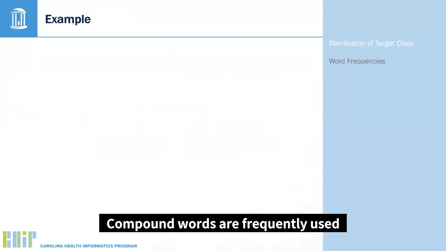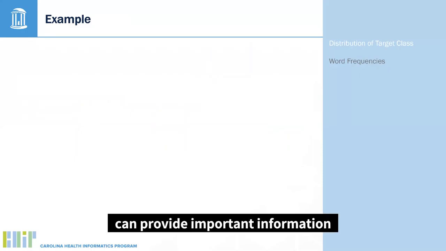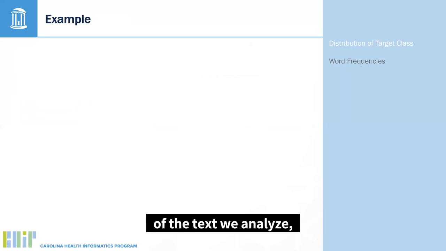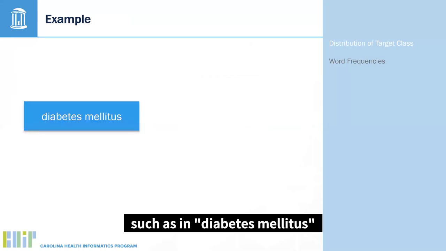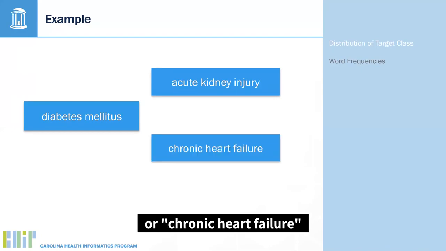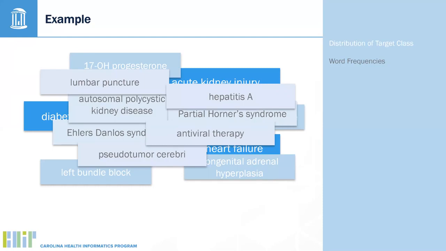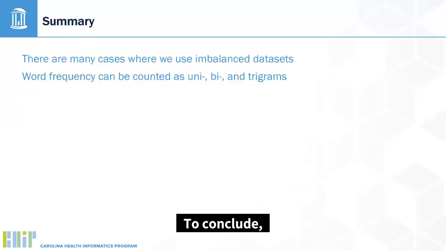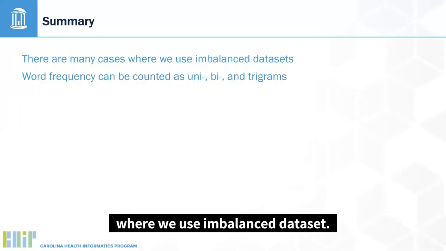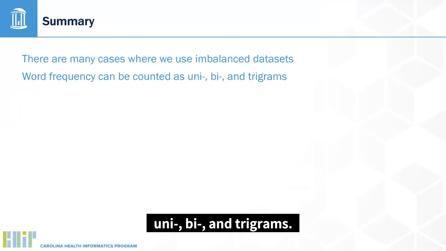Compound words are frequently used in the field of biomedicine, so bigrams and trigrams can provide important information of the text we analyze, such as in diabetes mellitus, acute kidney injury, or chronic heart failure, and many more. To conclude, there are many cases where we use imbalanced datasets, and word frequency can be counted as uni, bi, and trigrams.